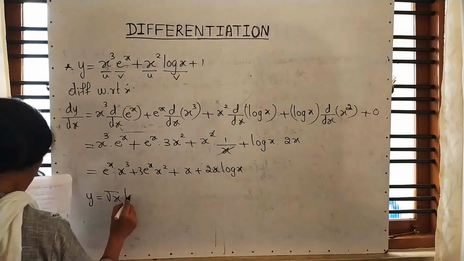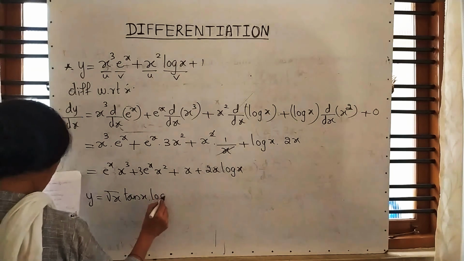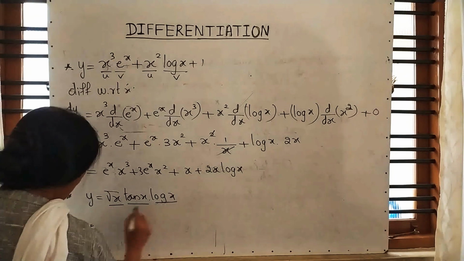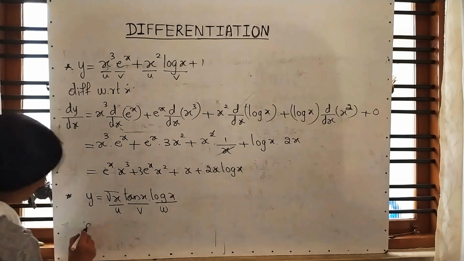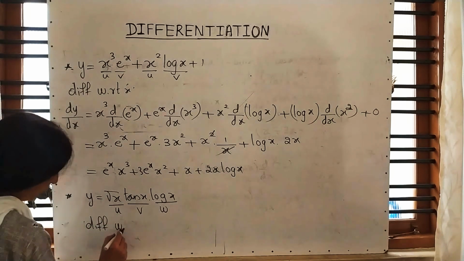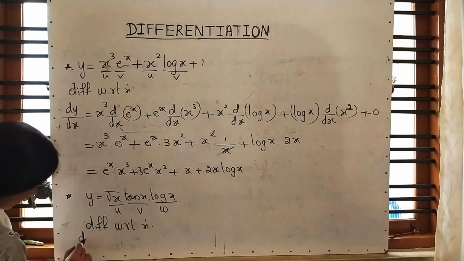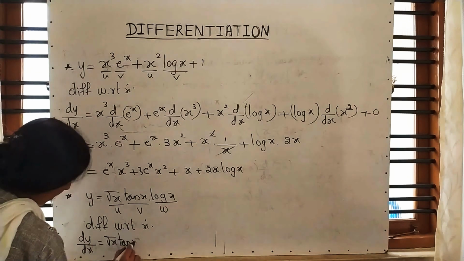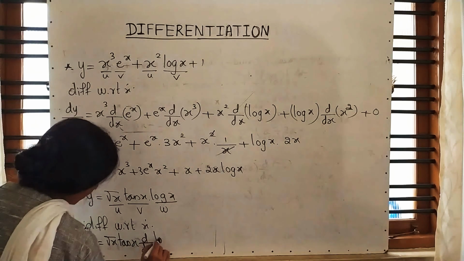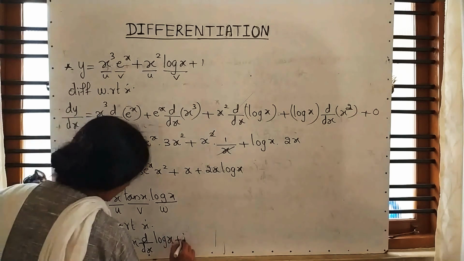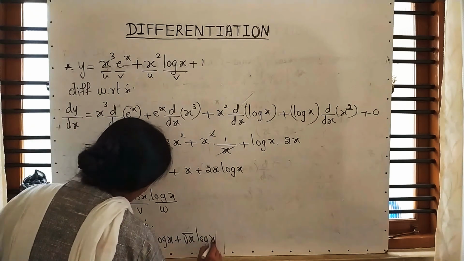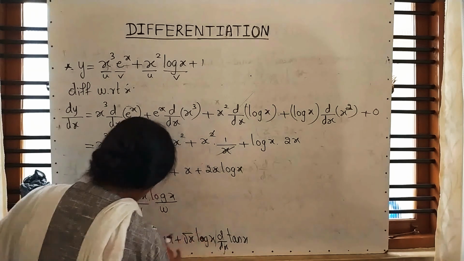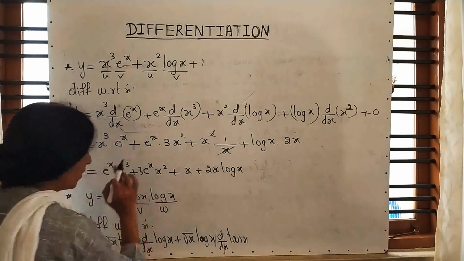root x tan x log x. This is u v w. Differentiating with respect to x. See, dy upon dx is equal to root x into tan x as it is. Each time one term differentiation. Here I differentiated log x, here differentiated tan x. Now I am differentiating root x.